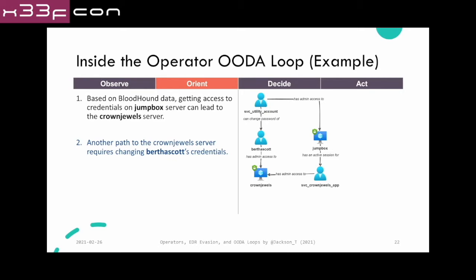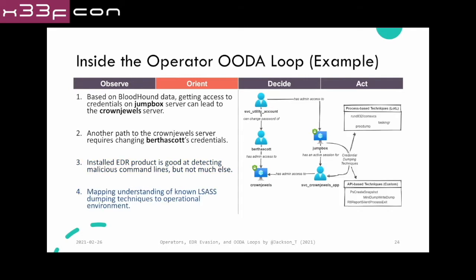Now it turns out that the service account that we have access to, we can use that to change the password for this user, and we can use that to directly log into the crown jewel server. We can also tell from some previous experience, cross-checked with online searches, that this fancy EDR 2000 product actually isn't that fancy, in that it's good at detecting malicious command lines, but not much more than that. So we might be good if we manage not to use lolbins that have easily signatured command lines.